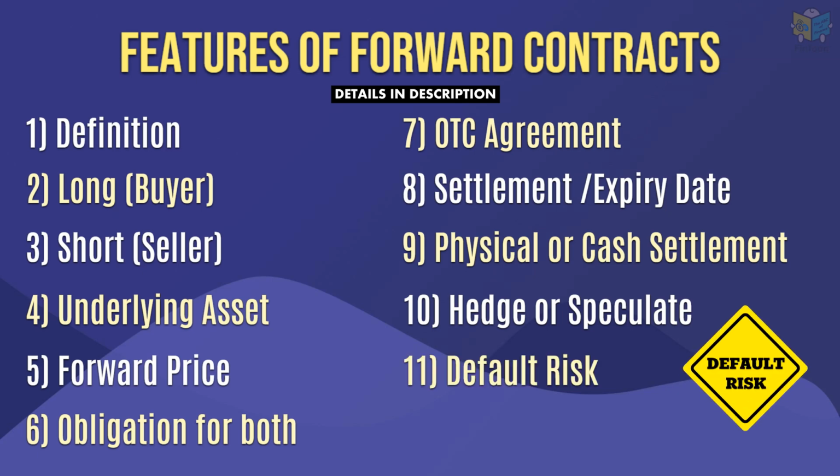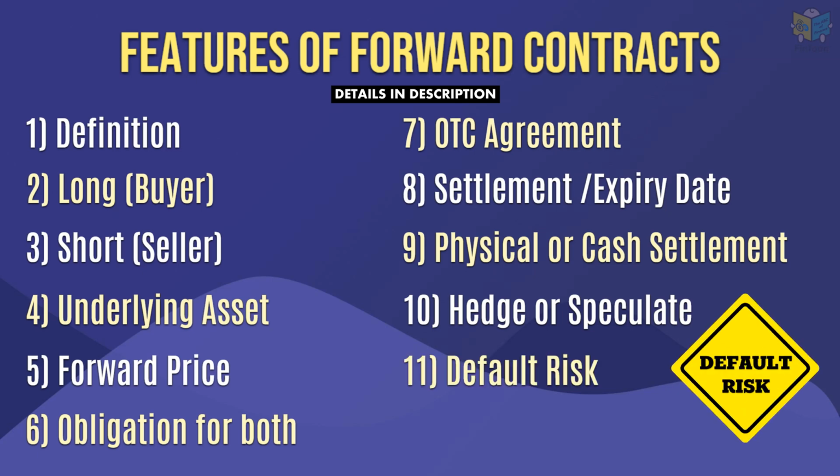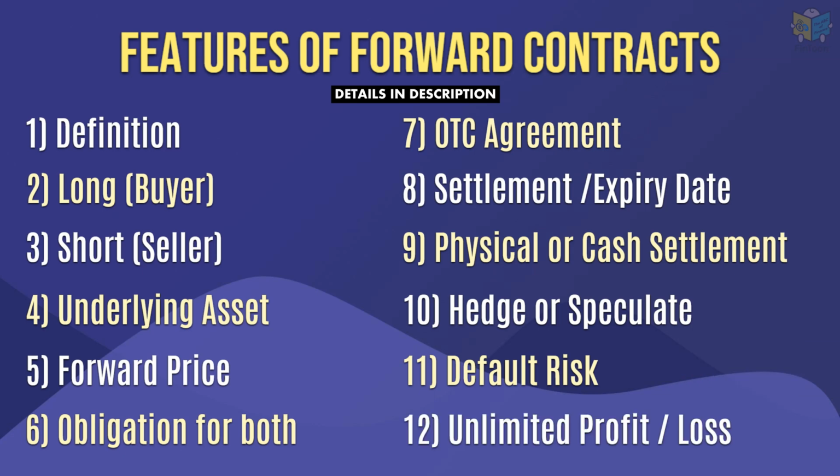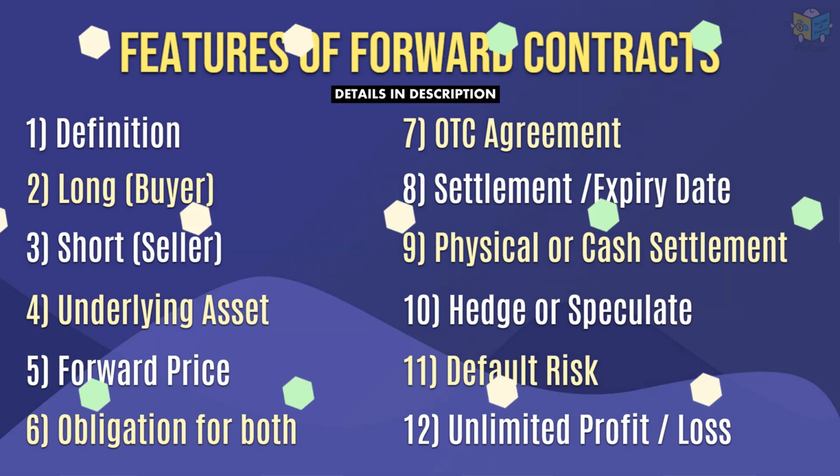Both parties face default risk on settlement. If the dealer fails to deliver, the CEO faces default risk. And if the CEO doesn't pay, the dealer faces the risk of default. The profit and loss potential is unlimited and hence it is a zero-sum game. One party's gain is equal to the other party's loss.